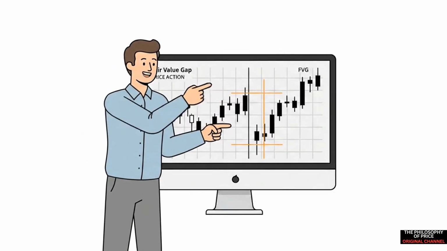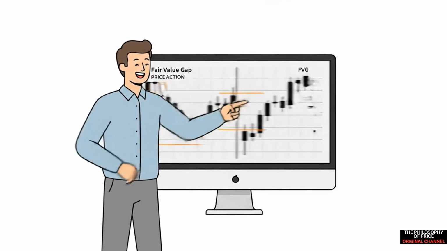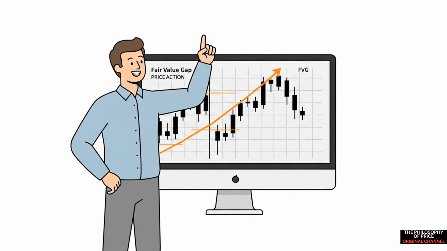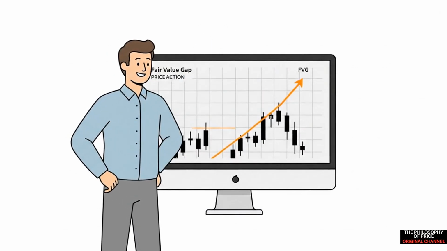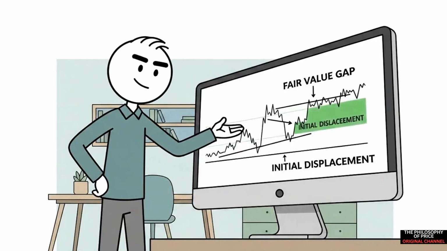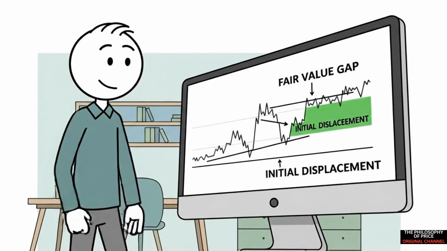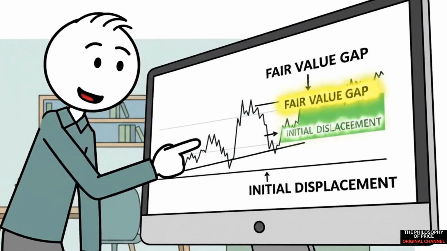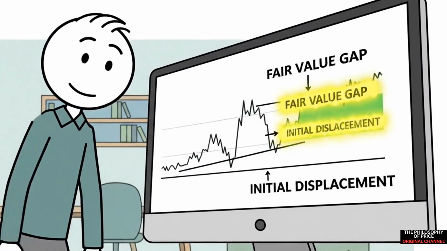Price moved so quickly through this region that very little two-sided trading occurred, making the fair value gap a clear receipt of this rapid movement. Essentially, the presence of a fair value gap provides tangible proof that the initial displacement was a real market event, not just random market noise.